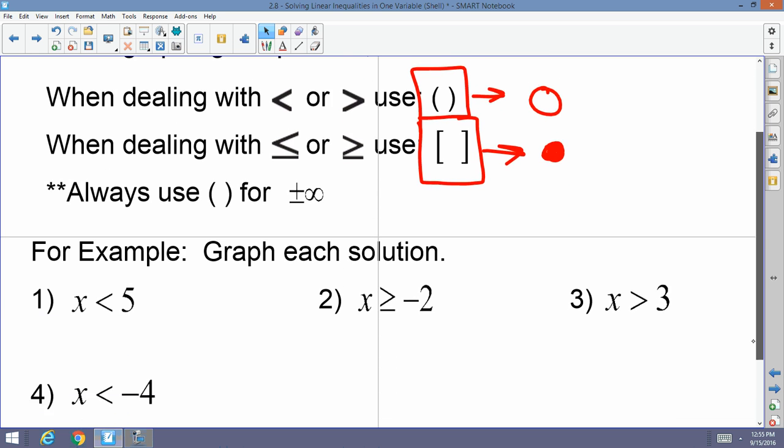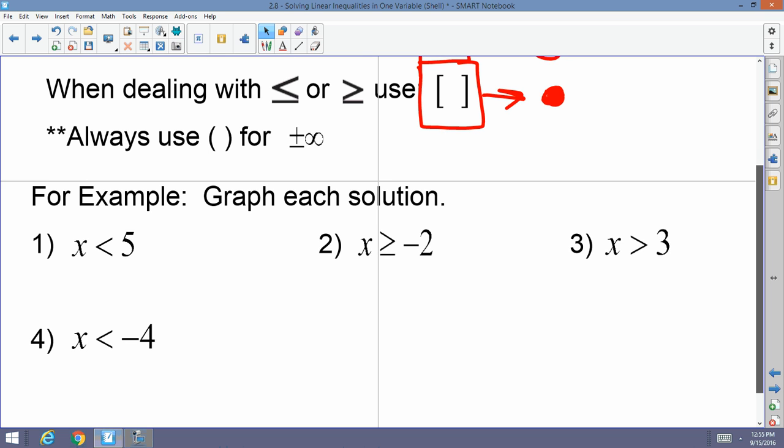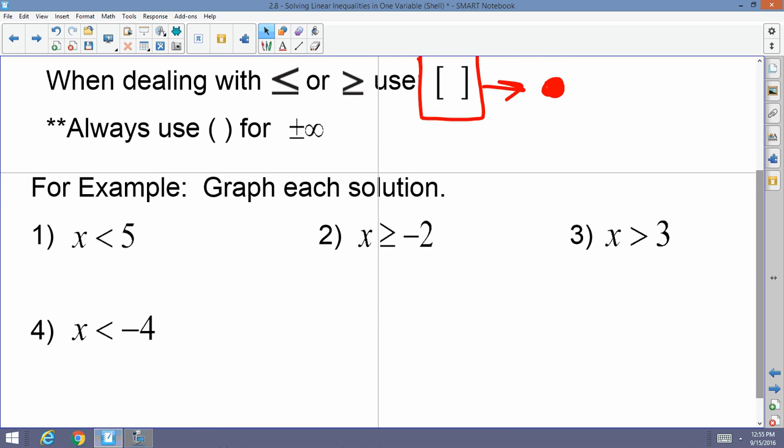So at the end of solving equations, you have these solutions. I want you to graph each solution. So x is less than 5. Well, draw a little number line.